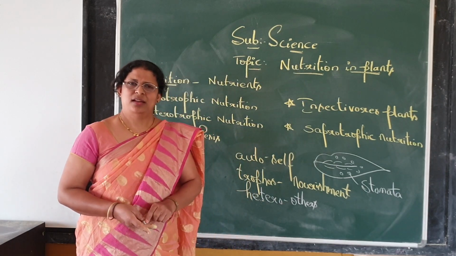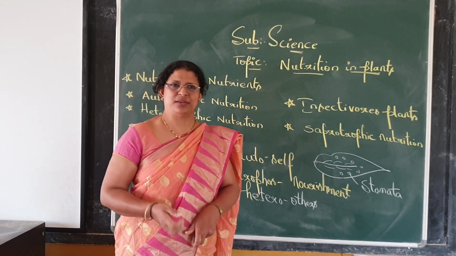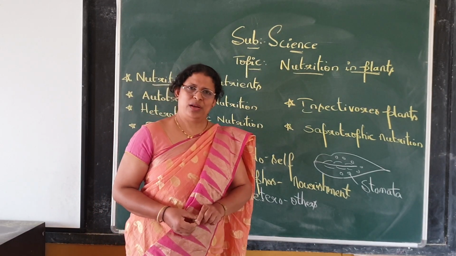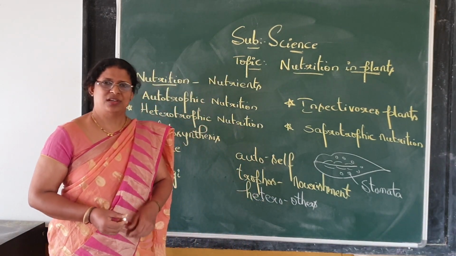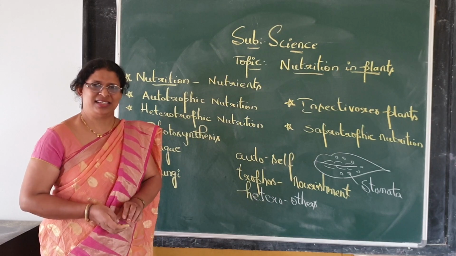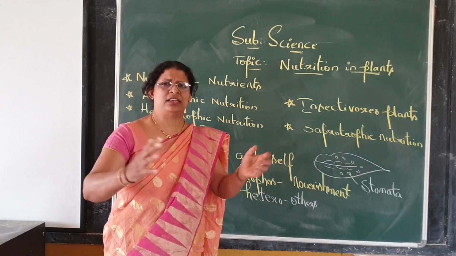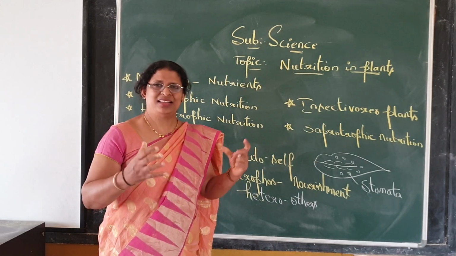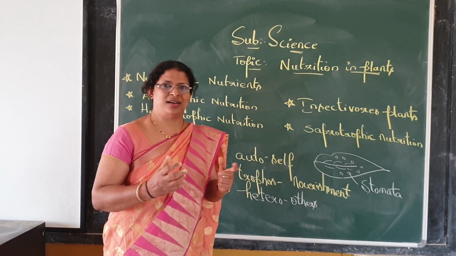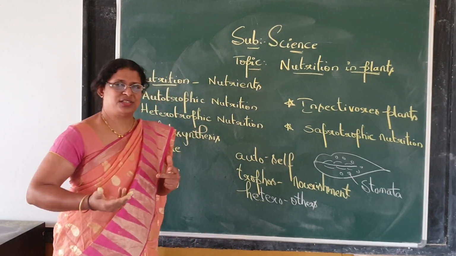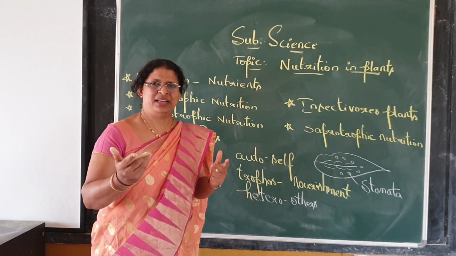Let us understand this concept with the help of an activity. We take two potted plants. One pot will be kept in the sunlight and the other pot will be kept in a darker place, or maybe in a dark box. This activity will be undertaken for 72 hours. What is the duration actually? 72 hours means 3 days.